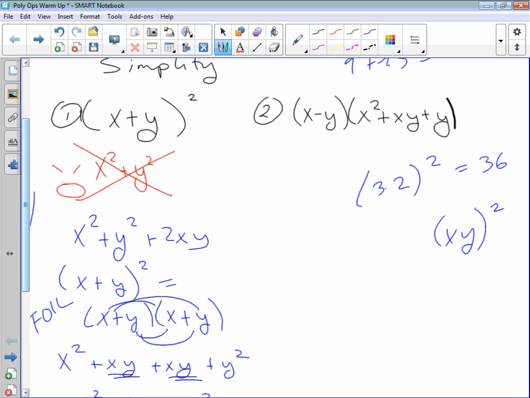3 squared times 2 squared. What's 3 squared? 9. What's 2 squared? 4. That's 9 times 4. 36. Right? So if you're ever not sure, you can test it. You can test it by doing that.